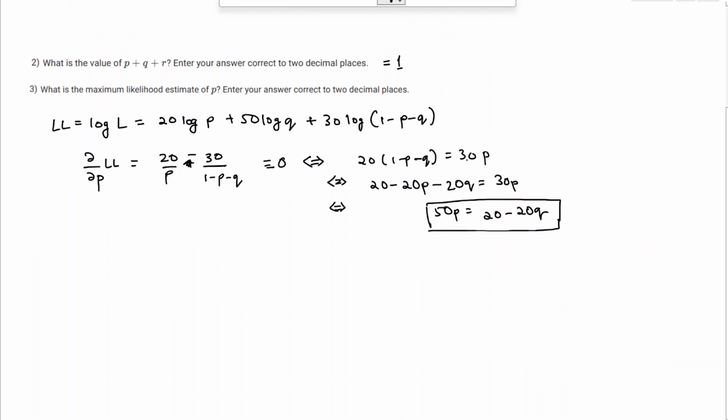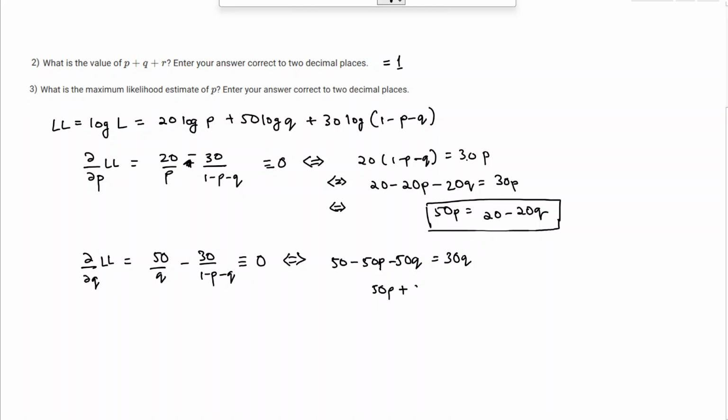Now we also have to take the derivative with respect to q, which would be 50 by q minus 30 by (1 minus p minus q). And again we set this equal to 0, which happens if and only if 50 minus 50p minus 50q is equal to 30q. Then we can say 50p plus 80q is equal to 50.